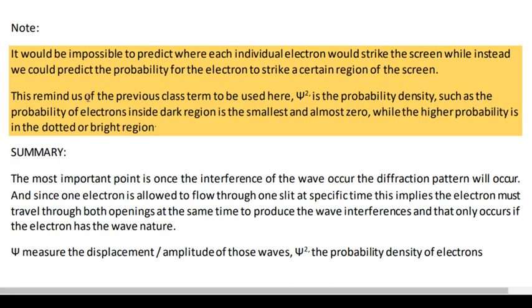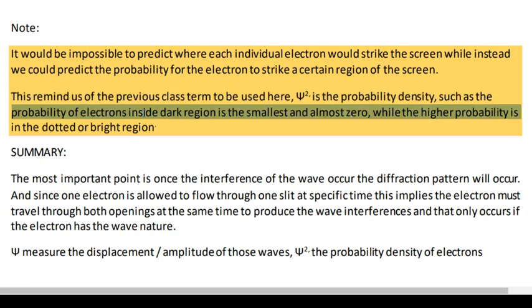This reminds us of the previous class, where we used the probability density, which is psi squared. The probability of finding an electron inside the dark region is the smallest, almost zero, while the higher probability is in the dotted or bright region.